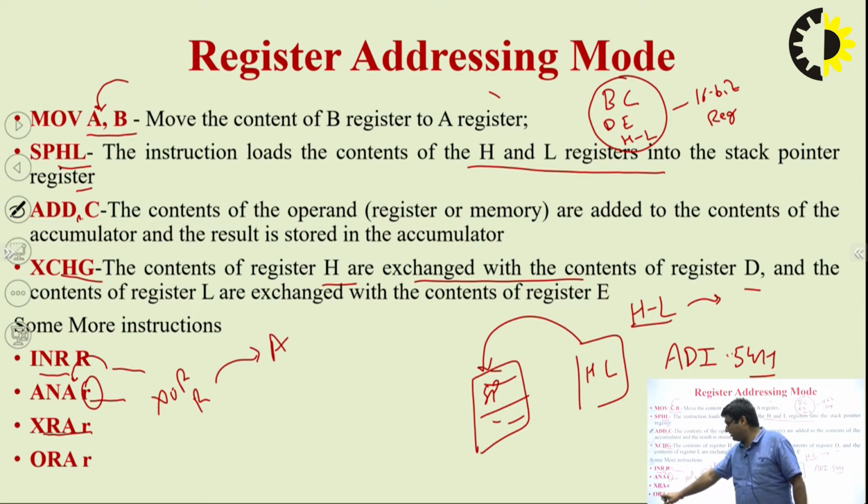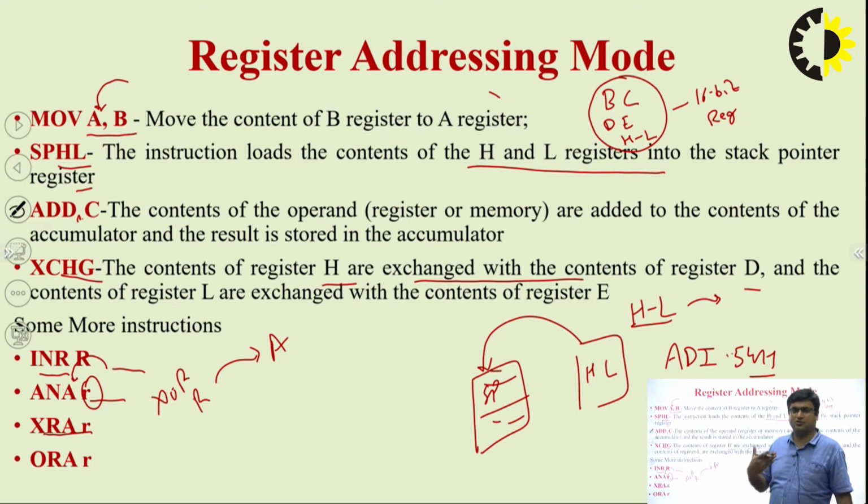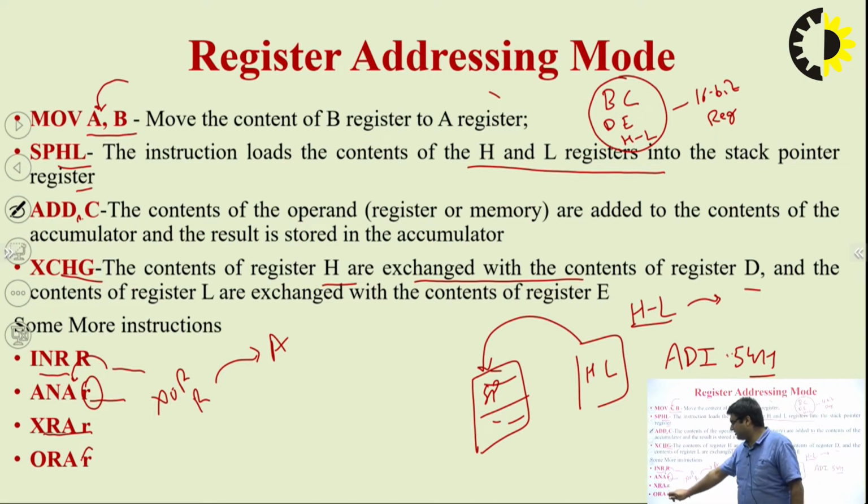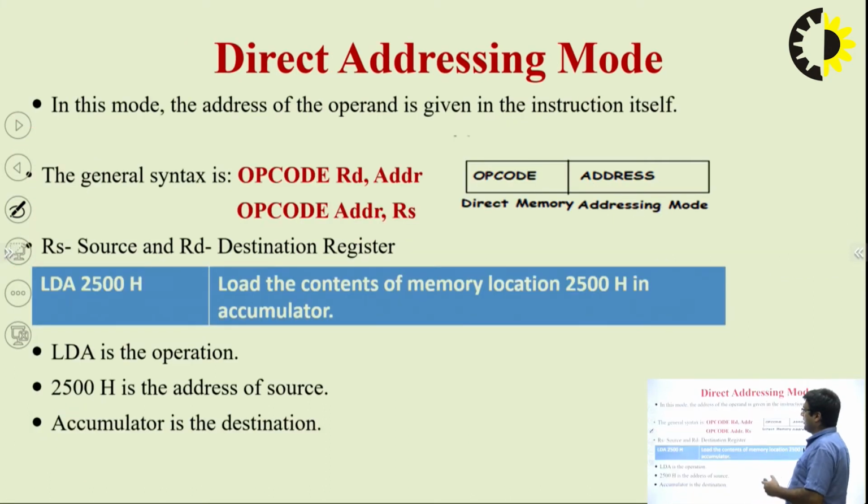Similarly, we are ORing, that is, we are doing the logical instructions XOR, OR, etc. So we are ORing the contents of the general purpose register with the contents of the accumulator. So this is the register addressing mode. In the first group we have seen the register addressing mode and the immediate addressing mode.